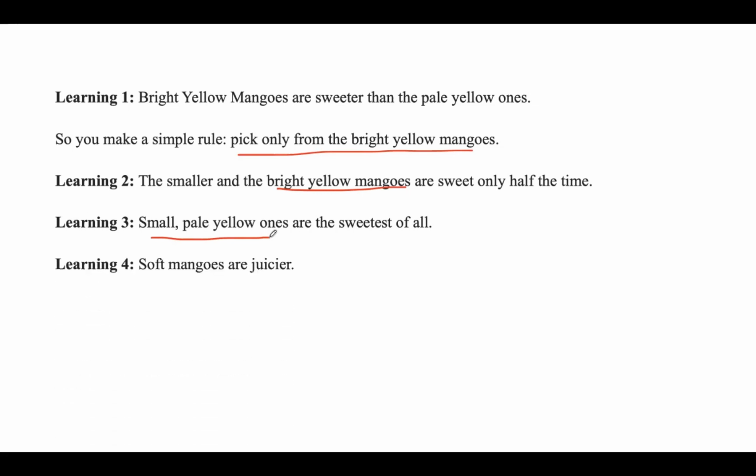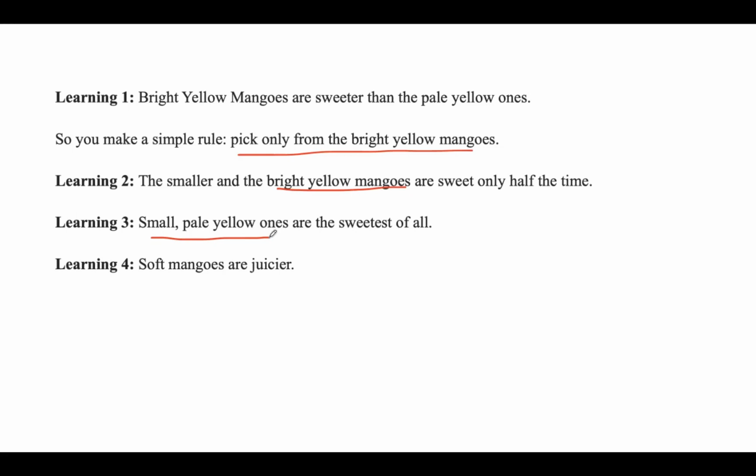Next, learning four. The fourth time when you went to purchase mangoes, you realize that soft mangoes are juicier. Suppose at this time, assume that one day your cousin visits you from another city. You decide to treat her with mangoes, but she's like, I don't care about the sweetness of a mango. I only want the juiciest ones.